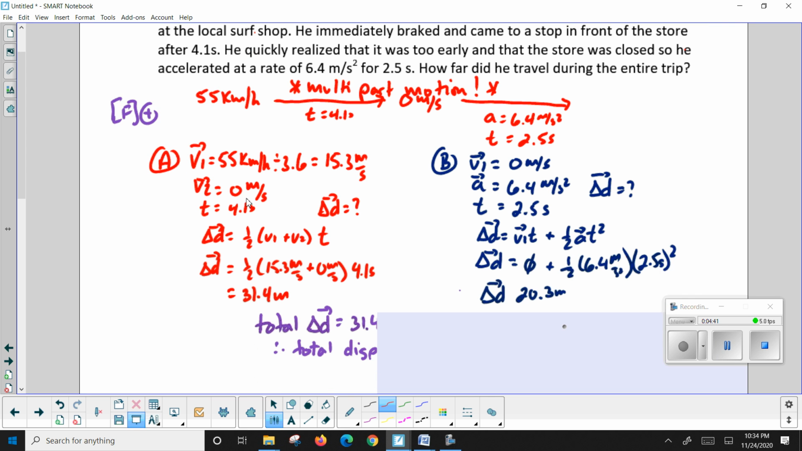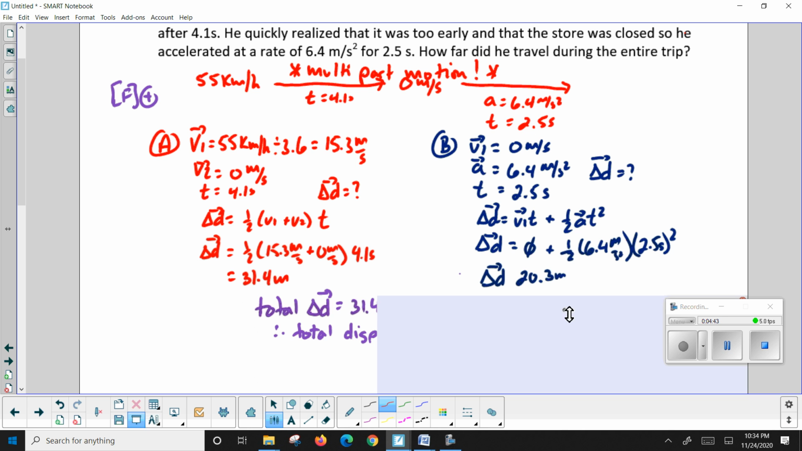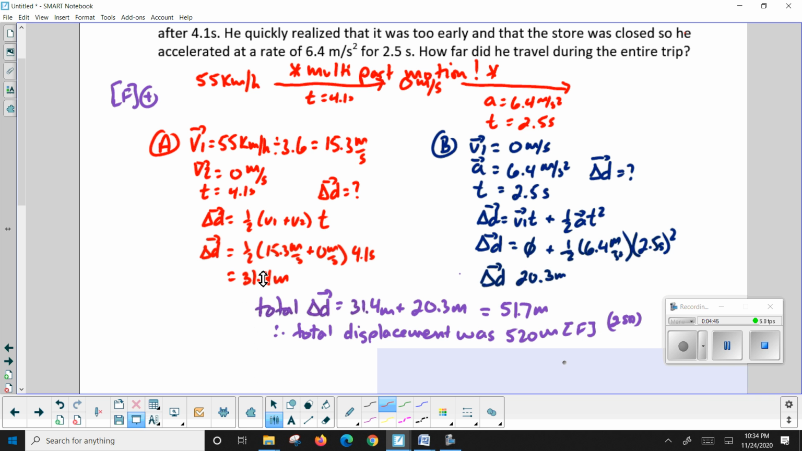I want to know what's my displacement for the entire trip. All you do, you add the first part to the second part, end up with 51.7 meters. And then at the end of the day, your total displacement was 52 meters. I think it should be 52 meters over here. And that's it. So I'm going to fix that typo later on online, and that gives you an idea how to do these types of problems.